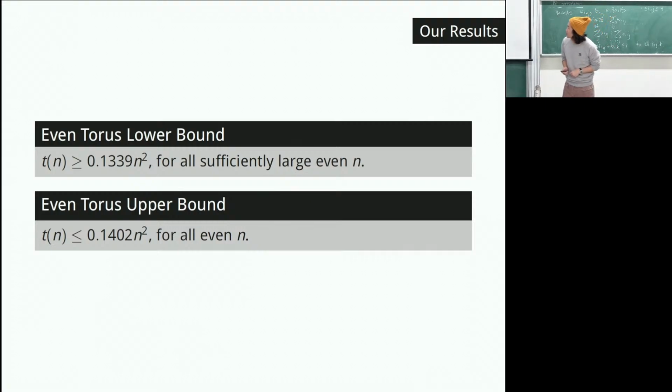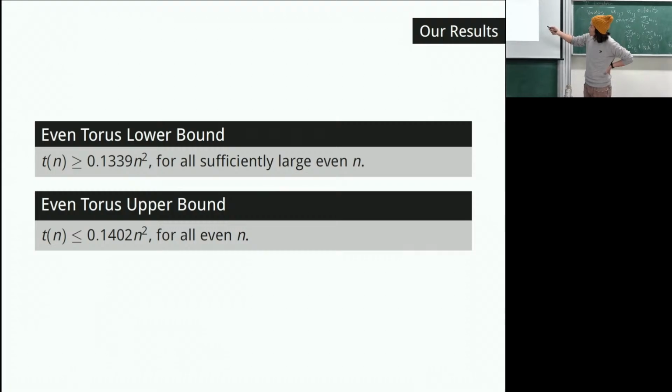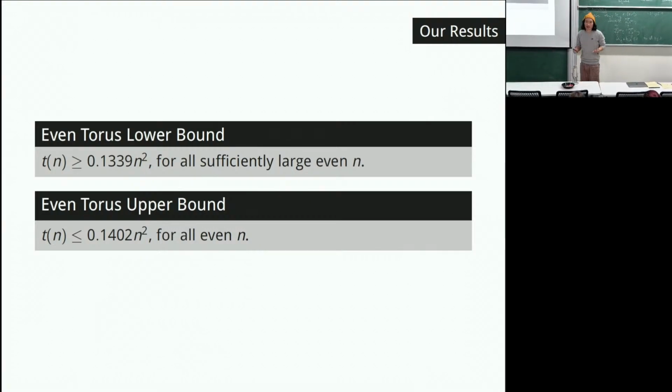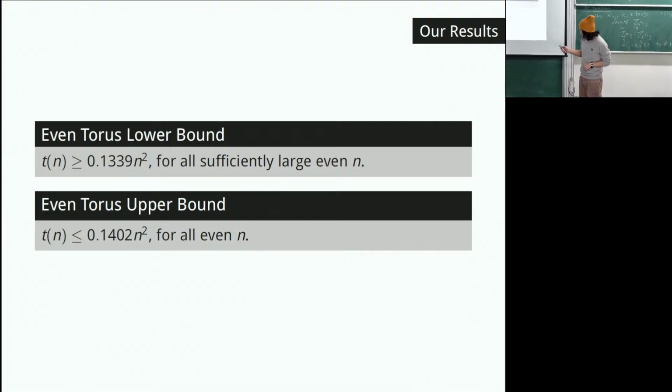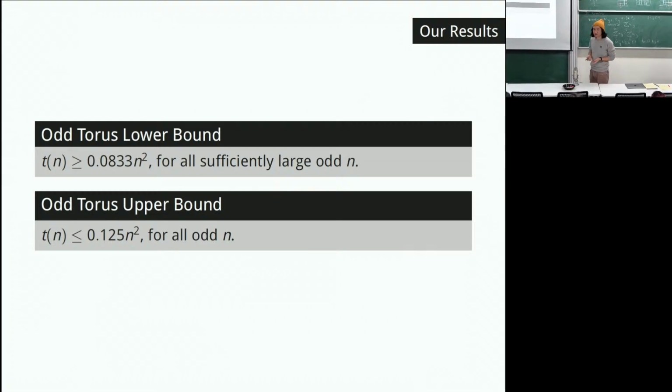So for the even torus, we get these bounds. Our lower bounds are given by explicit constructions, which I'll show you, and I'll tell you how we prove the upper bounds later. And then we also get bounds for the odd torus. There it's not quite as good.